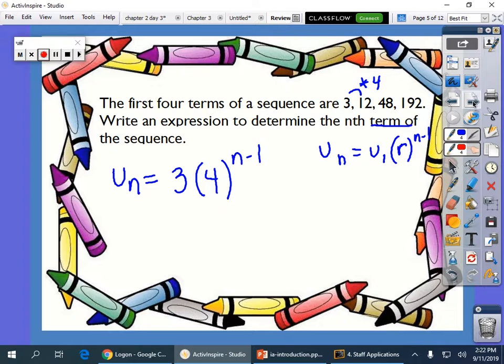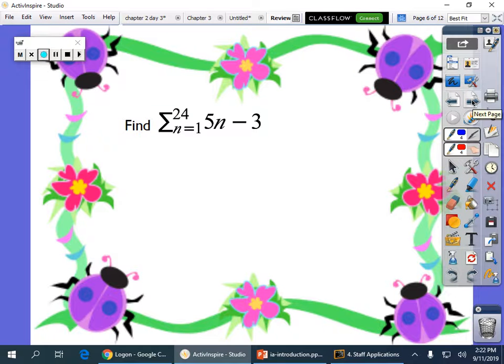All right. U of n stands for any term. U sub 1 stands for first term. Okay. All right. So what does this symbol want me to do? Find a term or sum? Sum. Is it arithmetic or geometric? Arithmetic. Because it's a subtraction or addition problem, okay? All right. So find me the first term. How do I find the first term? 5 times 1 minus 3, which is 2.